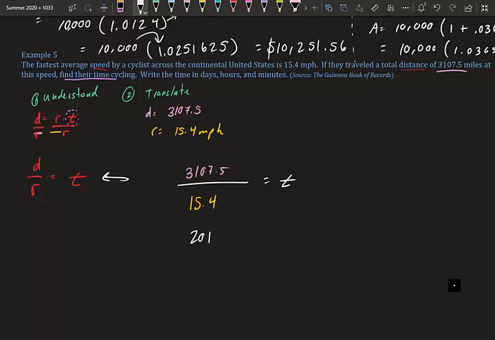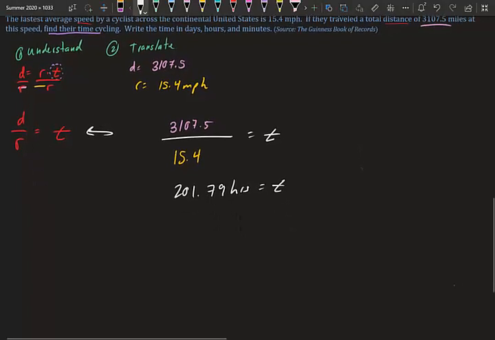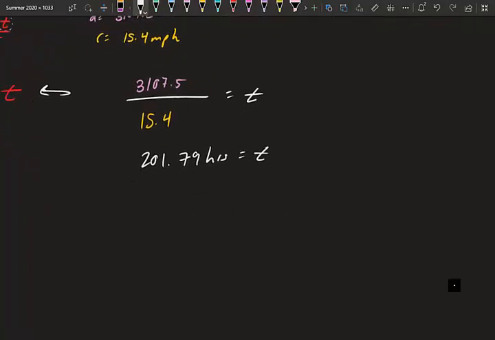We have 201.79 hours. But it wants it in days, hours, and minutes. That's not days, hours, and minutes. That's 0.79 hours. That doesn't tell me how many days, hours, or minutes it took me. That just tells me how many hours it took me. That's not okay. We need days, hours, minutes. Because if someone told me it took them 201.79 hours to travel across the country, I would be like, what? How? Tell me in days. That's what I understand. So that's why we're going to switch it to days, hours, and minutes.